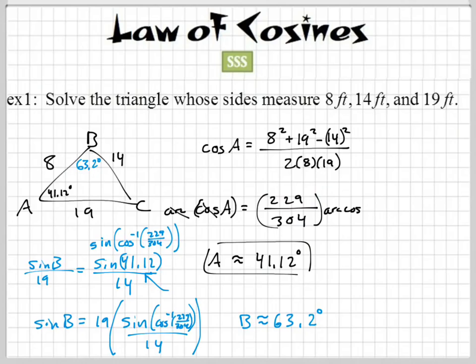63.2. Now, how would you find this last angle? Yeah, add them, then subtract it from 180. Do it. What do you get? 75.68. All right, cool. Our triangle is solved.